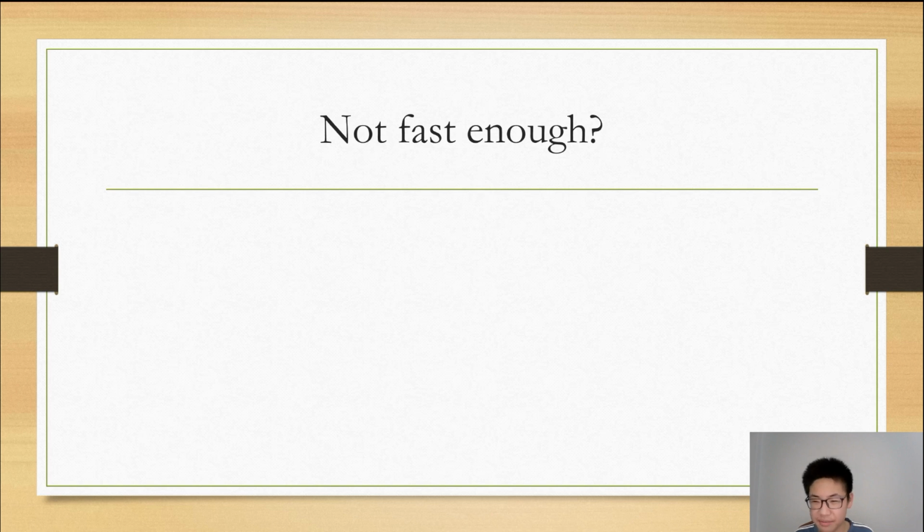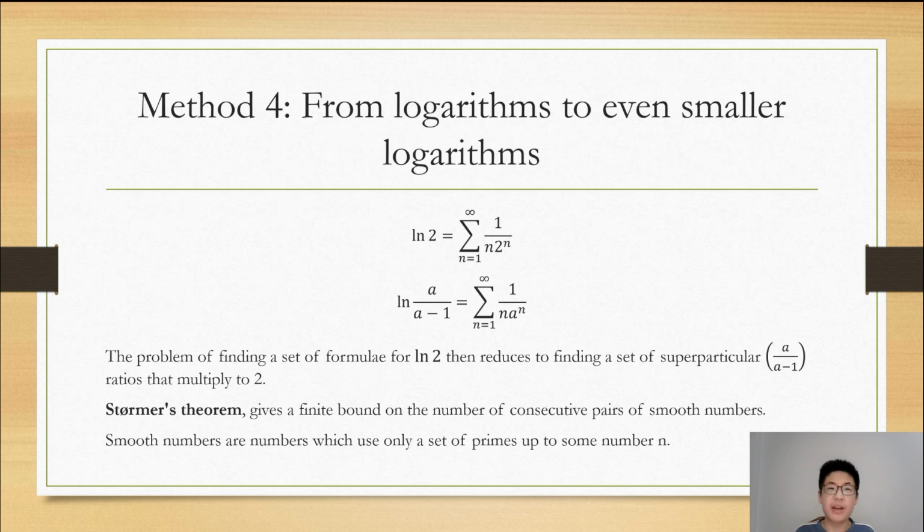So, you say, not fast enough? Well, technically you're right. So, we're going to learn how to convert logarithms into even smaller logarithms. So, the problem of finding a set of formulae for ln 2 is then reduced to finding a set of super particular ratios that multiply to 2. Størmer's theorem gives a finite bound on the number of consecutive pairs of smooth numbers. Now, smooth numbers are numbers which use only a set of primes up to some number n. So, our set of primes you can use can be 2, or 2 and 3, or 2, 3 and 5, or 2, 3, 5 and 7.